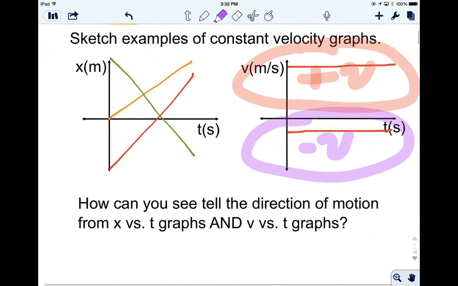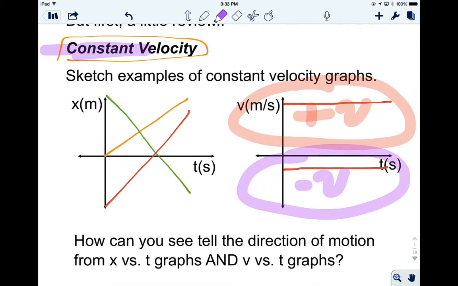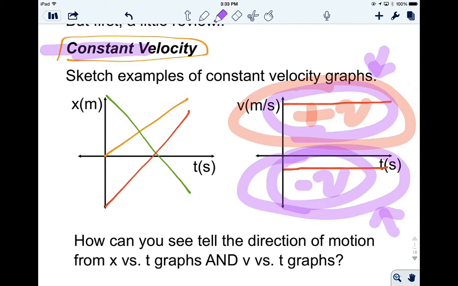It also asks you, can you tell the direction? Well, as we said just now, your negative direction and positive direction. If you're in the first quadrant, it's showing positive direction. If you're in the fourth quadrant of a velocity versus time graph, that's negative. Whereas on the position versus time graph, your slope tells you direction. If it's a positive slope, you know you're moving in the positive direction. If you have a negative slope, it means you're moving in the negative direction.